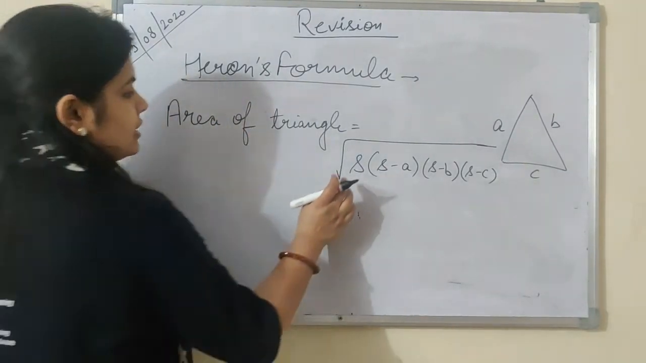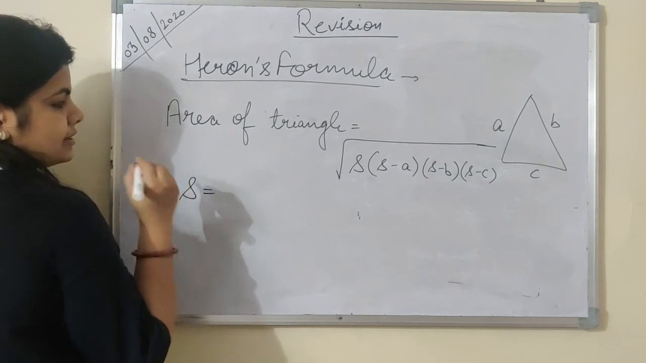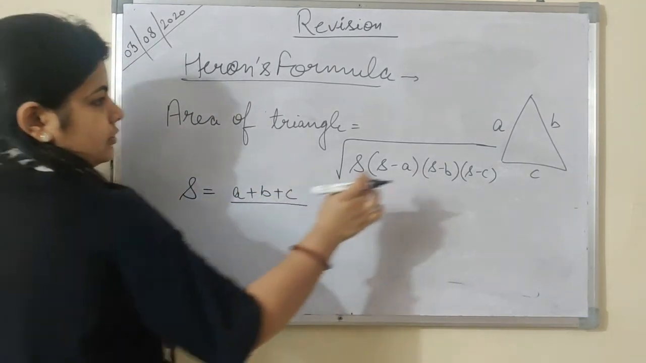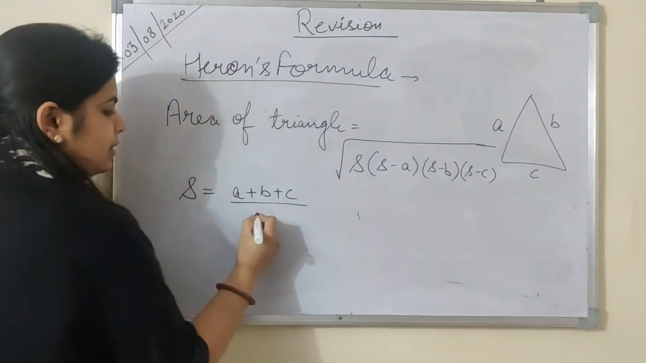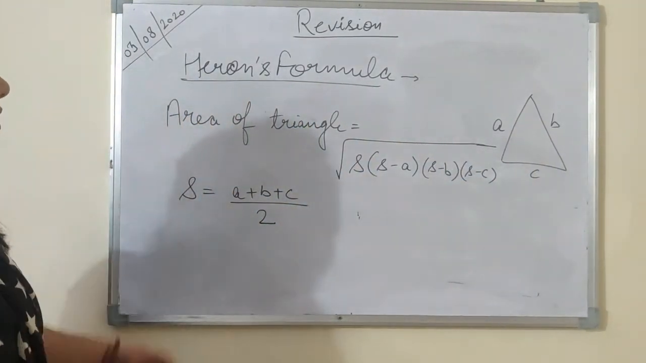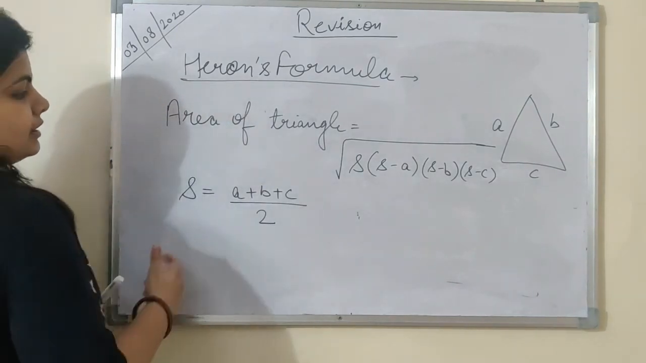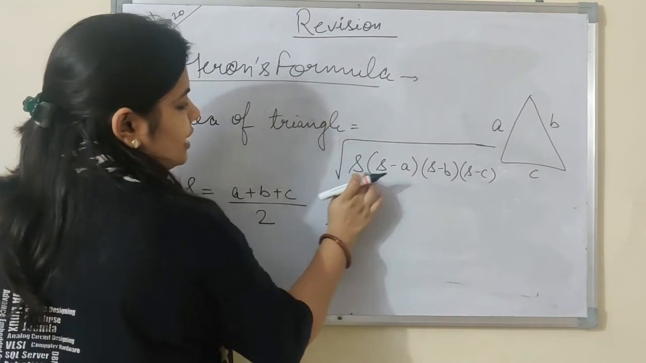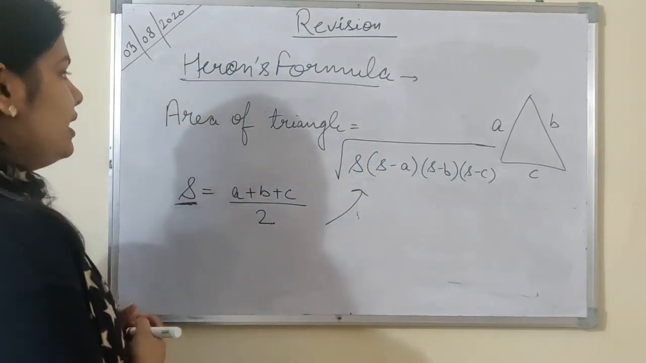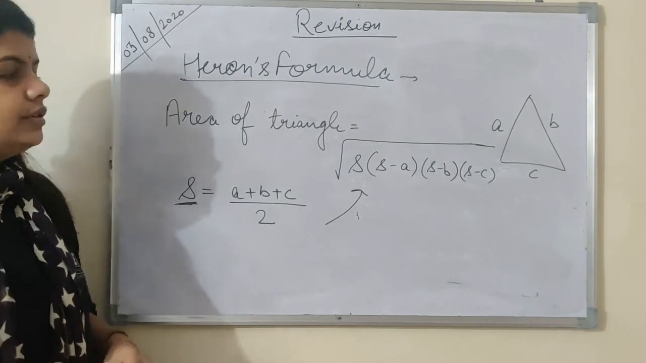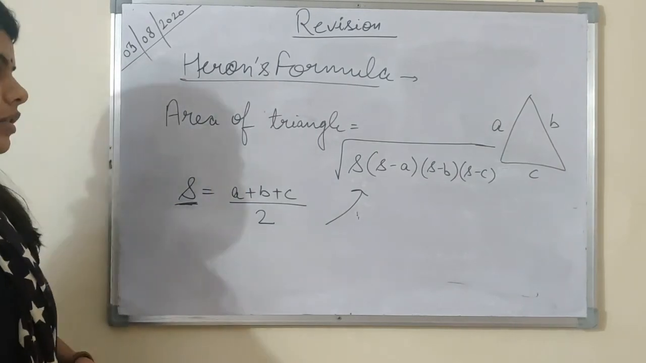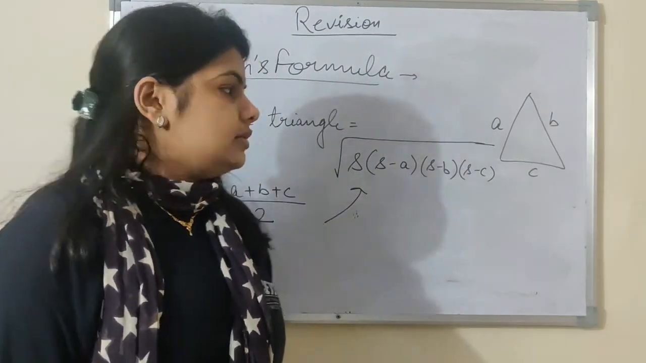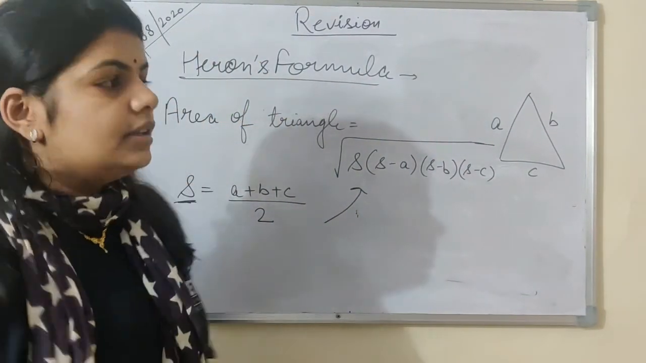Now what is S here? S is acting as the semi-perimeter. We can find it by adding these three sides and then dividing by 2. That is the semi-perimeter. After finding this semi-perimeter, you get the value of S. We can just put our values of S, A, B, C in this formula, and then we will find the area of the triangle. Now if there is any doubt in this Heron's formula chapter, then you can take it after this lecture.